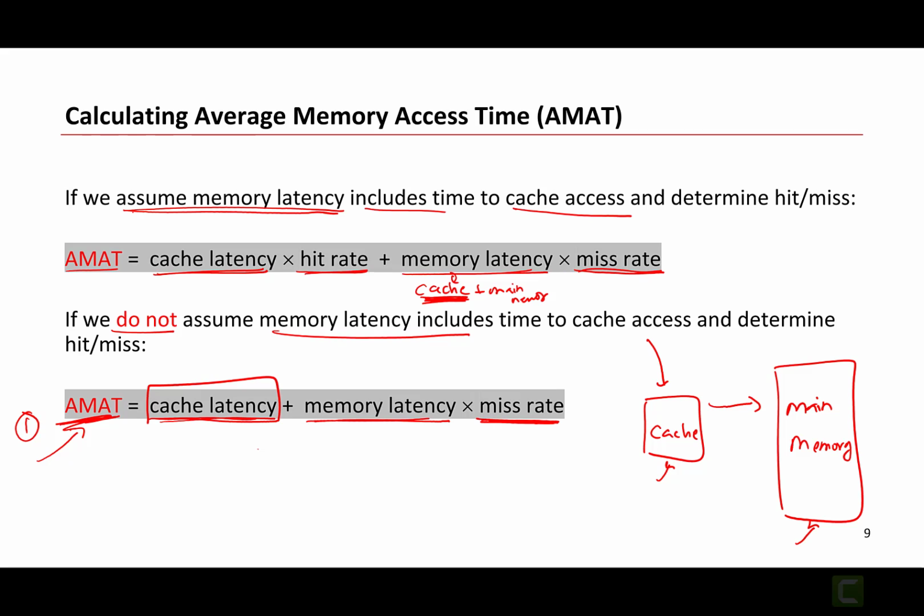Okay, so look out for this assumption when you are looking at the cache problems. Does the main memory latency include the cache access latency or not? If it doesn't include, use this equation. If it does include, use this equation. And we'll always try to make it clear which one of these assumptions we are making in our problems.